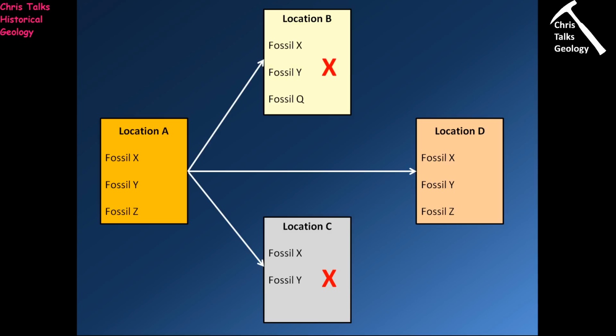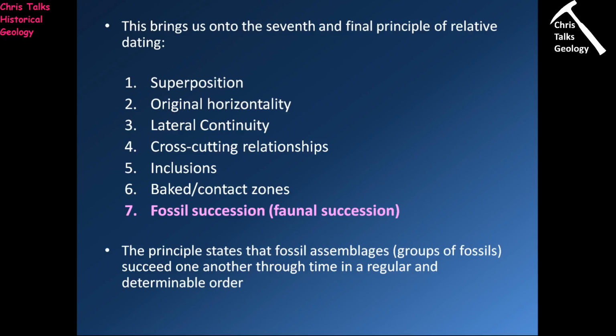What about location D? Well, at location D we have fossil X, fossil Y and fossil Z, just like we do at location A, so we can use that to say, right, these rocks were forming at the same time, they are contemporaneous with one another. So this is the very simple technique that William Strata Smith came up with, and as you can see, it's very simple and it's highly applicable to geology even now.